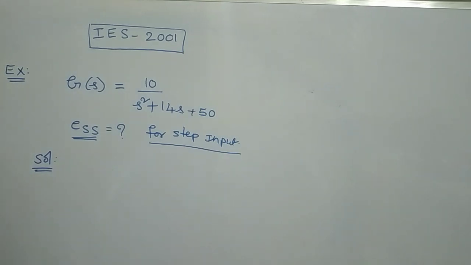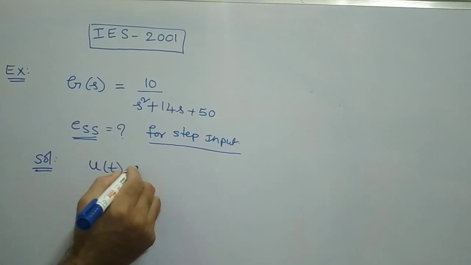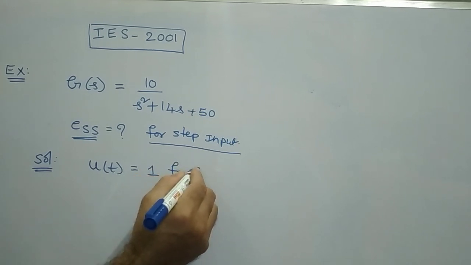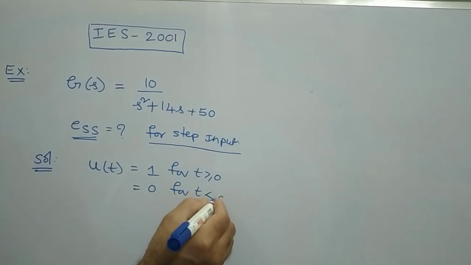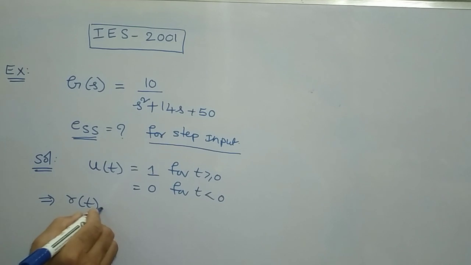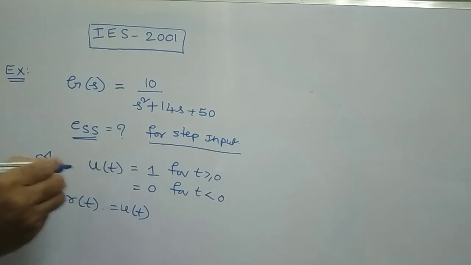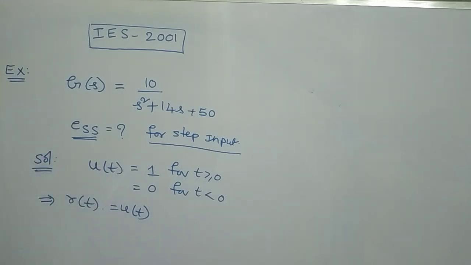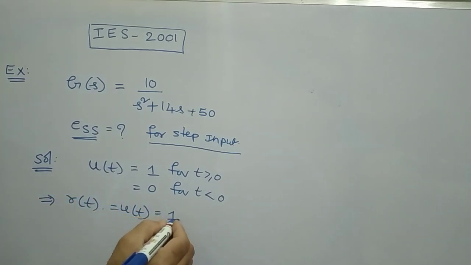What should we do now? What is a step input first? The step input is nothing but u of t. U of t is equal to 1 for t greater than or equal to 0, and 0 for t less than 0. This we have already seen. Sometimes, as far as our control system subject is concerned, you can consider this as r of t also, because r of t is nothing but u of t. The standard form of representing a step input is u of t, but there is nothing wrong in considering u of t as r of t also. U of t is equal to 1, and the same you can consider as r of t.